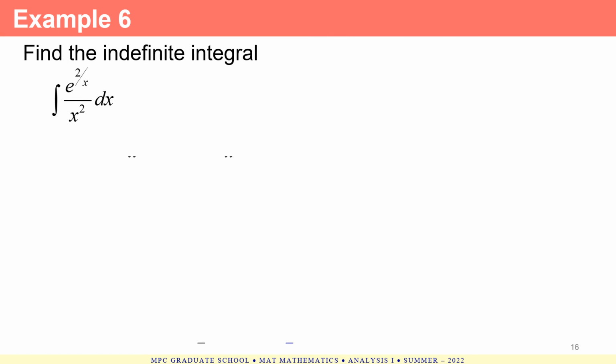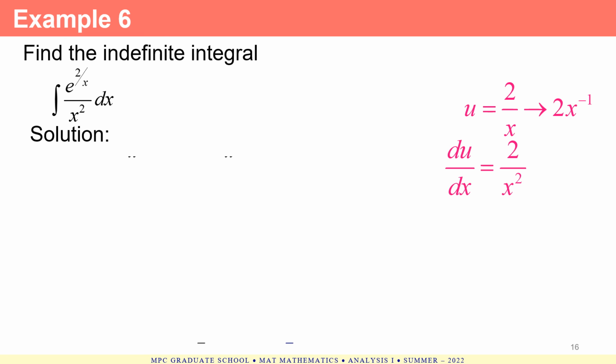Another example, the integral of e raised to 2 over x squared dx. So we let u is equal to 2 over x, and we can rewrite this one as 2x raised to negative 1. So we can easily identify the du over dx. So du over dx is equal to negative 2 over x squared. And then our dx is equal to x squared du over negative 2, that is, negative x squared du over 2.